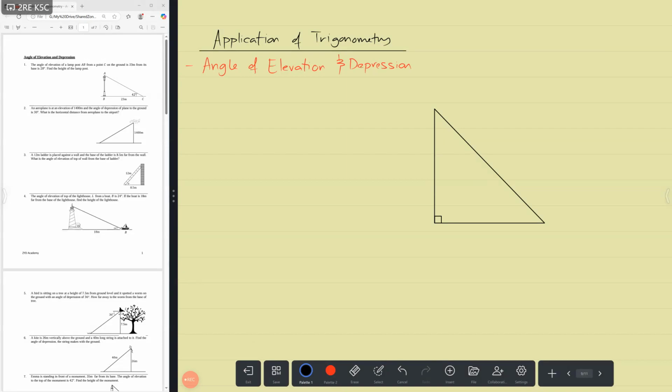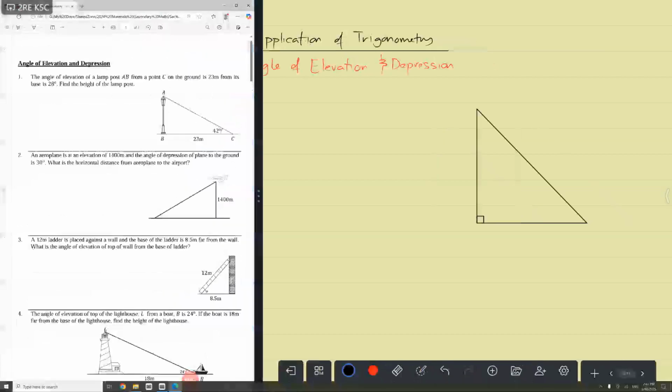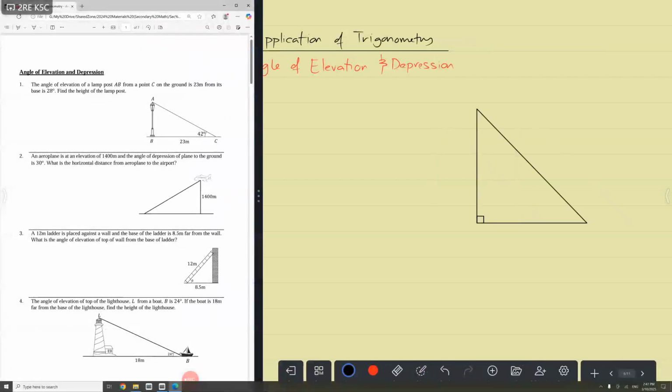Okay, if you look at your screen on the left hand side here, I'm not sure if you can see it clearly, but maybe I can zoom in a little bit. This is quite a real life scenario, and you are required to find the angle of elevation or depression. In the first case, the angle of elevation of a lamppost AB from point C on the ground, 23 meters from its base, is 28 degrees, and you are asked to find the height of the lamppost. So it's a real life scenario.